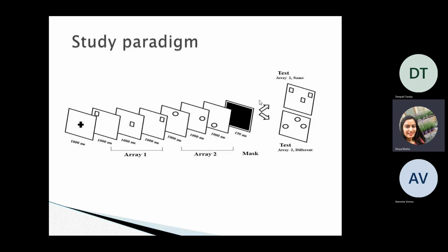Now, if you look here, this is the beginning of a trial. This is the fixation cross, and then the trial begins. Participants are presented with two types of arrays. One array of locations or objects is made up of squares. The other array is made up of circles. One of these is the move array, the other is the no-move array.